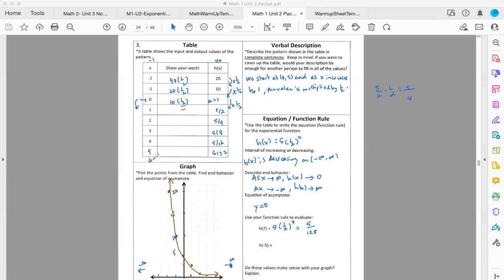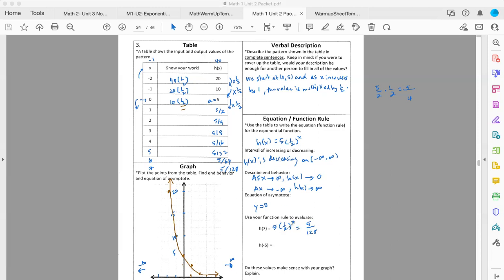And if you want to double check, you can go on the next one here. That's 5 over 64. And the next one for 7 is going to be 5 over 128. And h of -5, that's going backwards this way. So you're technically doubling the amount 3 more times. 20 becomes 40, 40 becomes 80, 80 becomes 160.